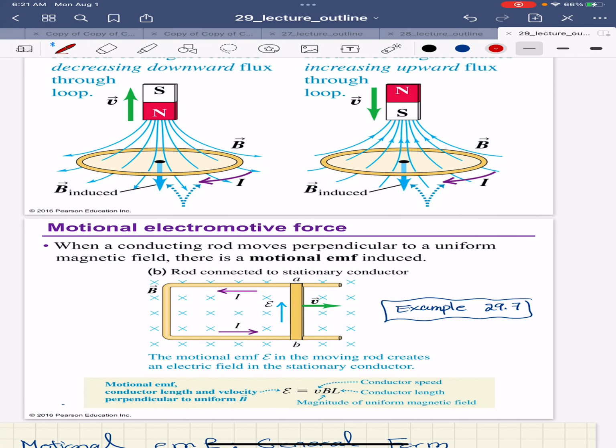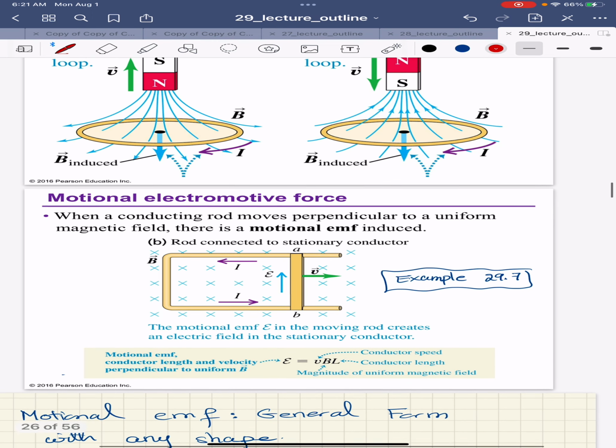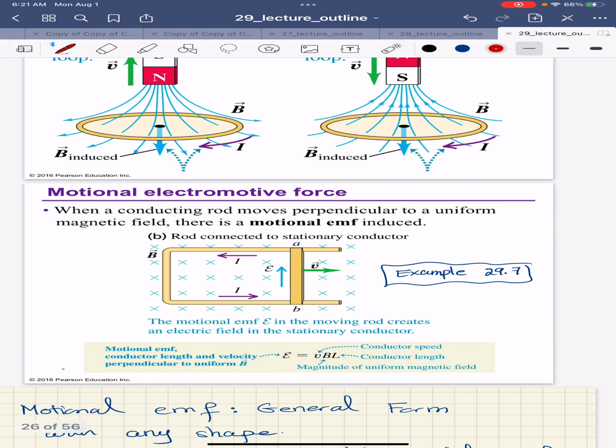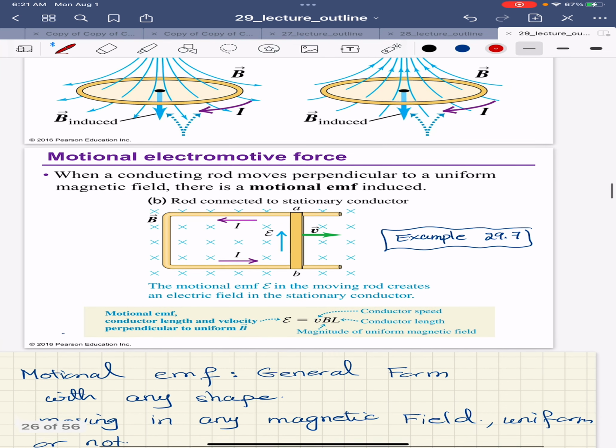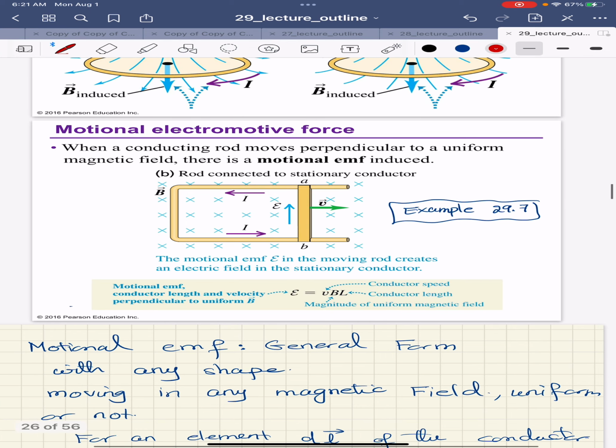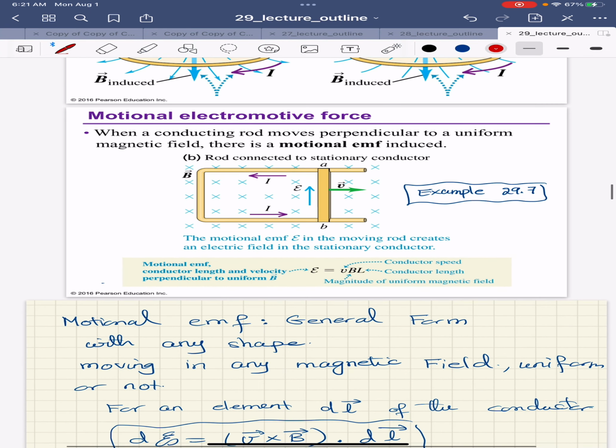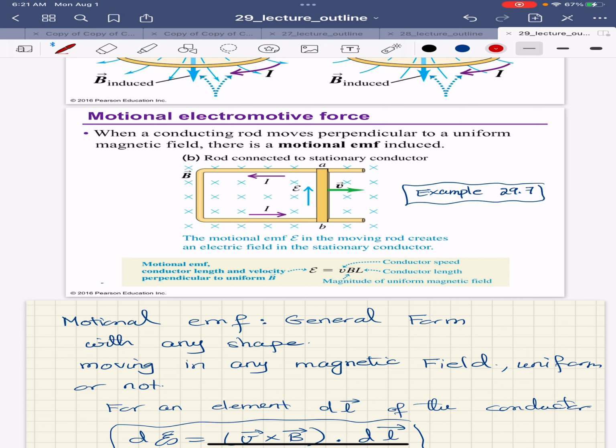Now here we have what is called motional electromotive force. We have just a conducting rod, AB, that is moving perpendicular to a uniform magnetic field, and when we move it, we create an EMF. We call it motional EMF, and it is an induced EMF. The value of this EMF is V times B times L, where V is the velocity or speed, B is the magnetic field, and L is the length of the conductor.